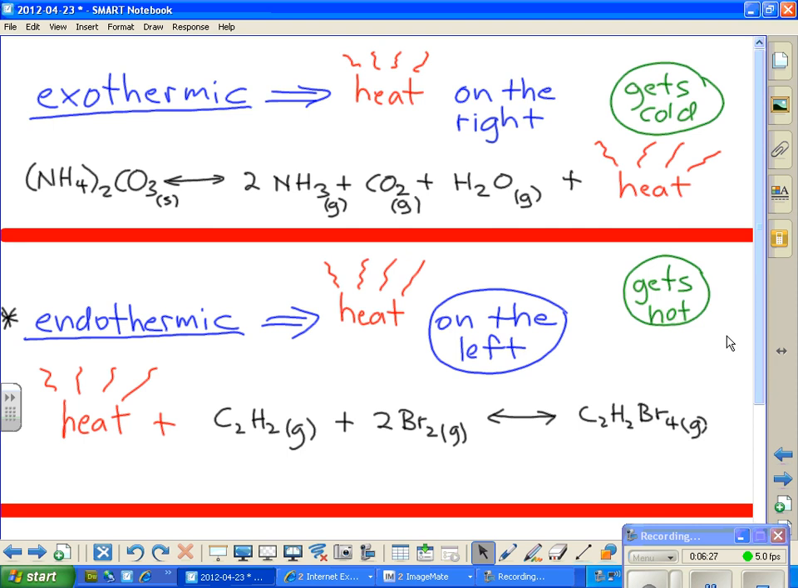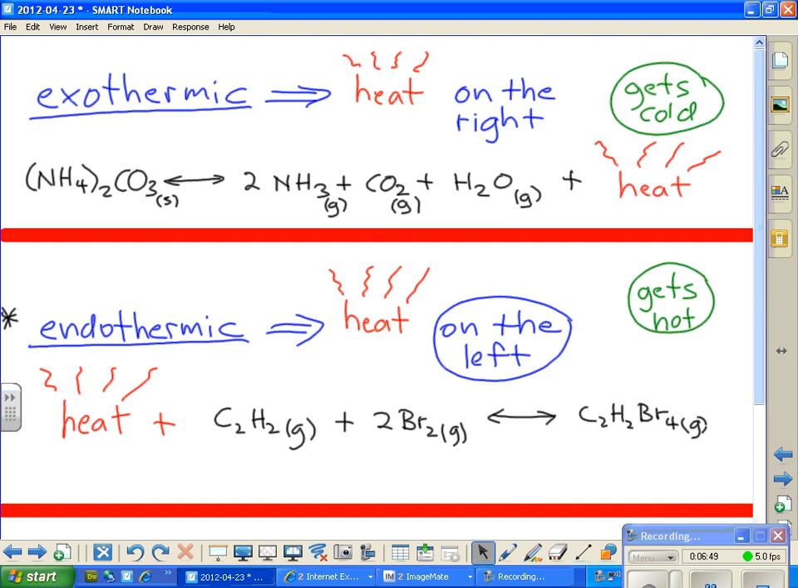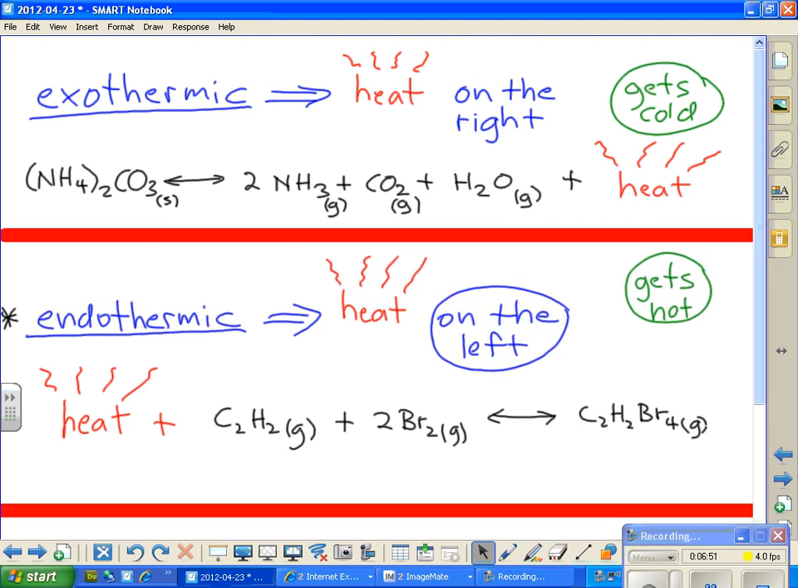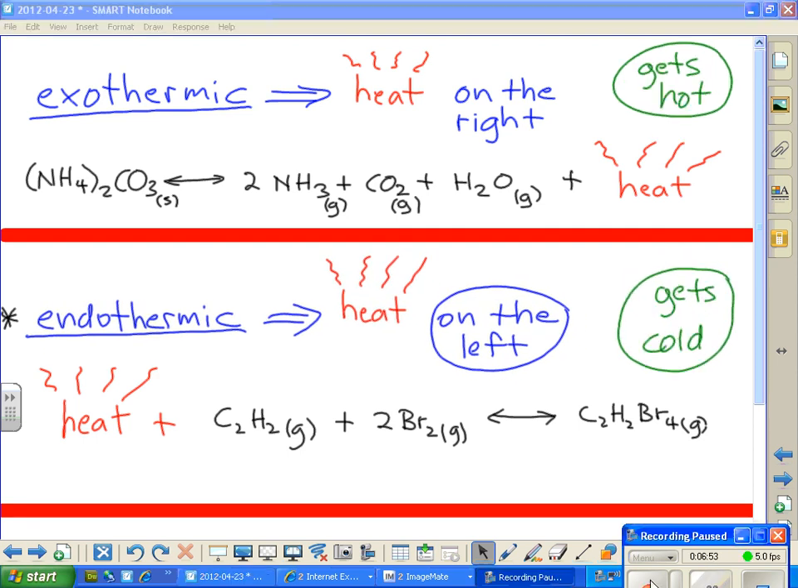Exothermic, the heat is on the right. That means heat is being produced. Endothermic, the heat is on the left. So the heat is actually being put in to make the reaction go. So we have to heat it to make the reaction go, and that's called an endothermic reaction. And these endothermics, let's get this fixed up. Okay, we got to make another fix here. We'll get that right now.